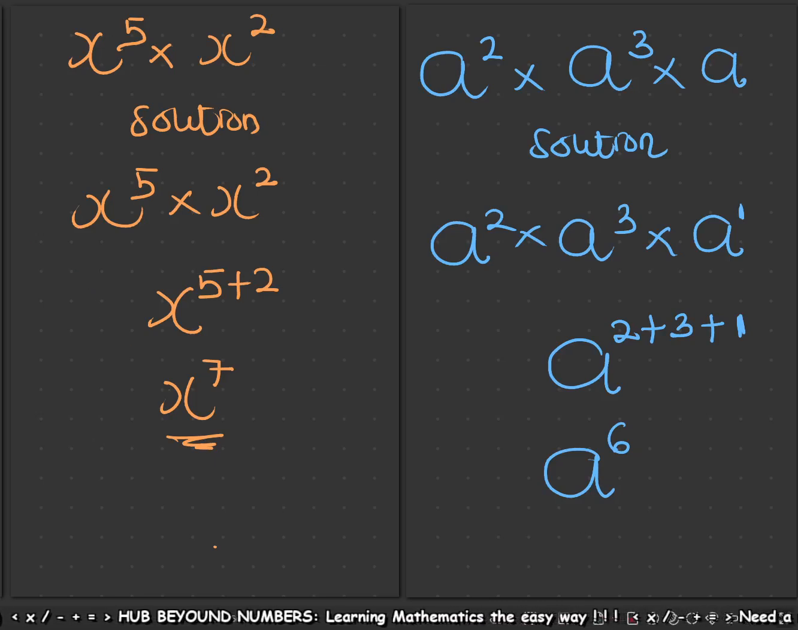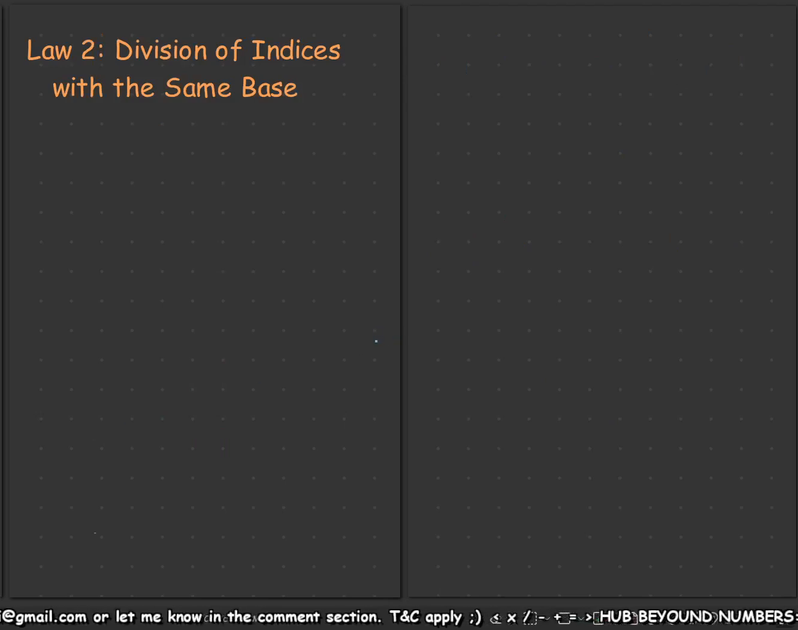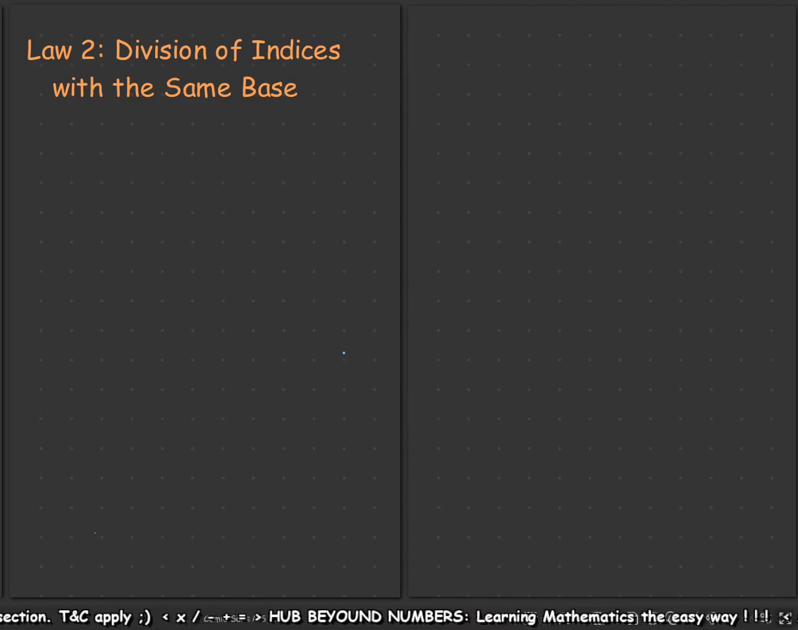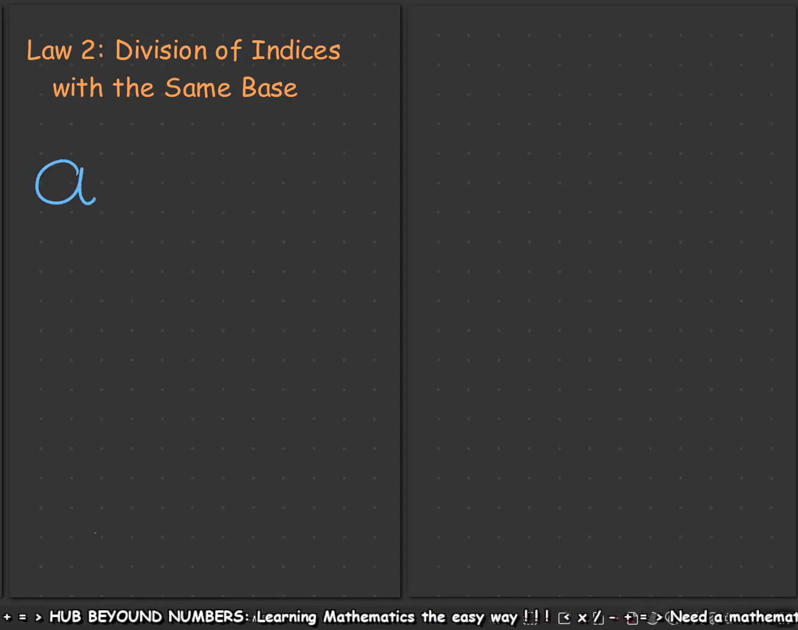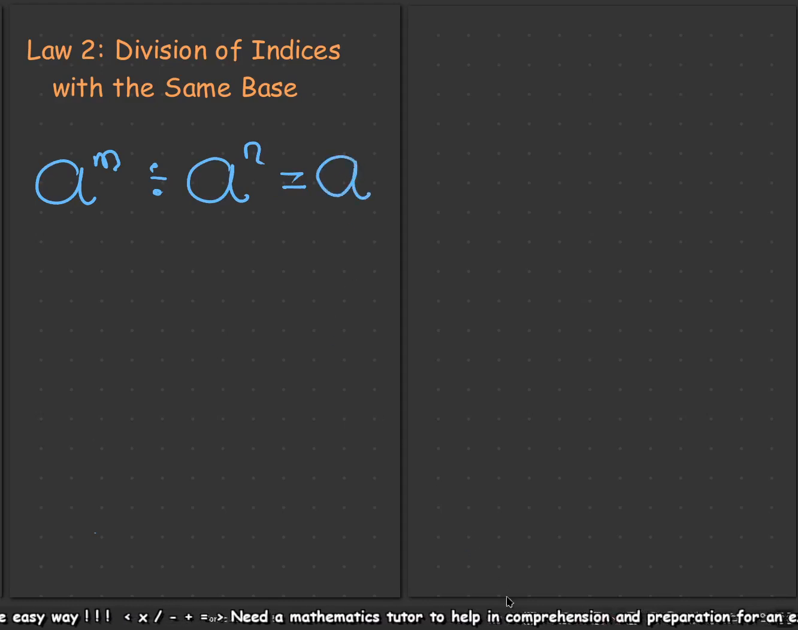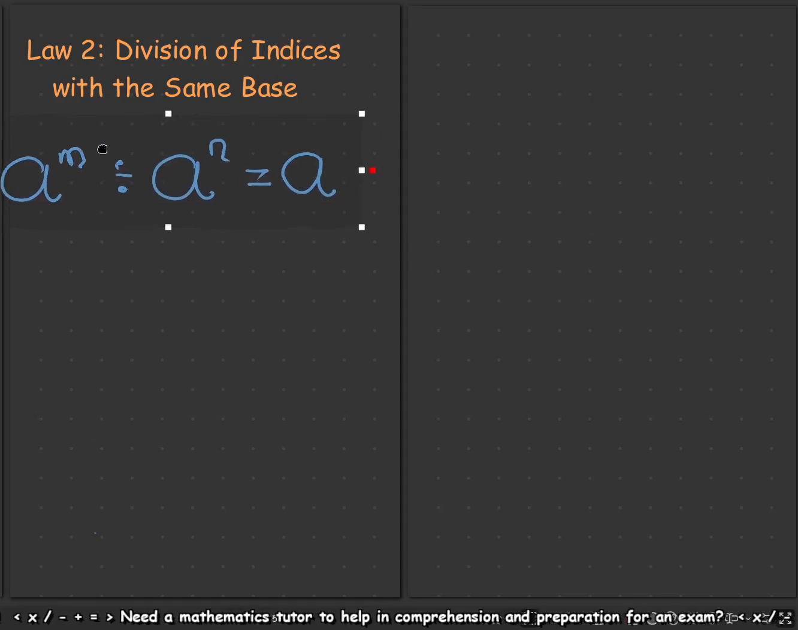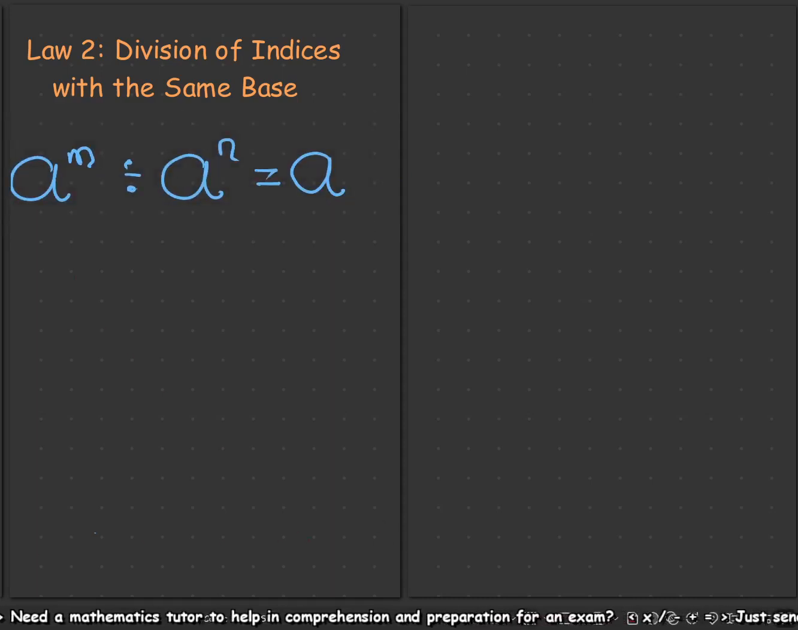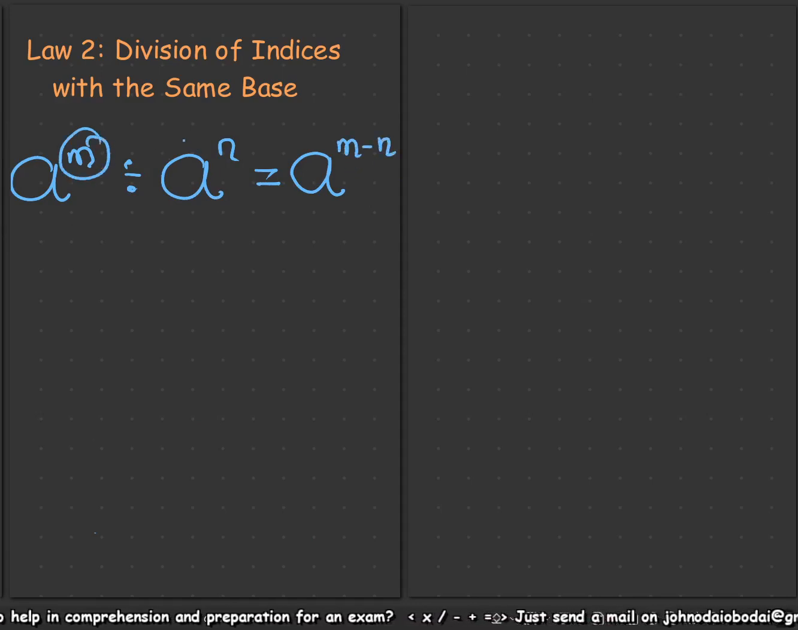But now let's go to the second law, that is the quotient law. This second law deals with division of indices with the same base. Take note, with all that we are doing here, we are working in the same base. So it says anytime you have an index notation, a to the power m, and you are dividing it by another index, a to the power n, we write the base and then we subtract the exponent one from the other. That is m minus n. This one came first, so minus the second one.